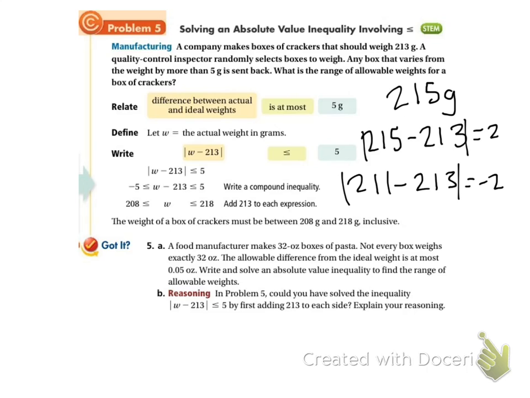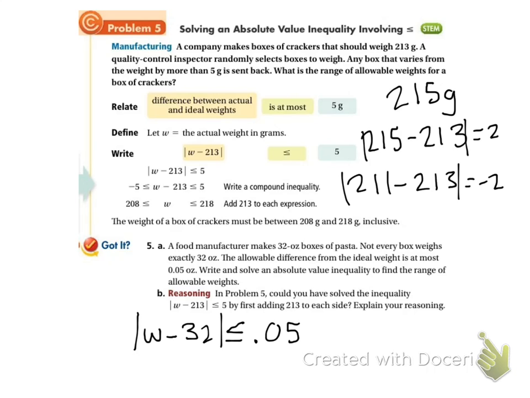Okay, so we're going to use that same setup for our own problem here. It says a food manufacturer makes 32-ounce boxes of pasta. Not every box weighs exactly 32 ounces. The allowable difference from the ideal weight is at most 0.05 ounces. That's the most they're allowed to be off. So, we'll use W again for our weight. I'm going to do W minus 32, how much it should be. And that needs to be less than or equal to 0.05. And then I can solve it.